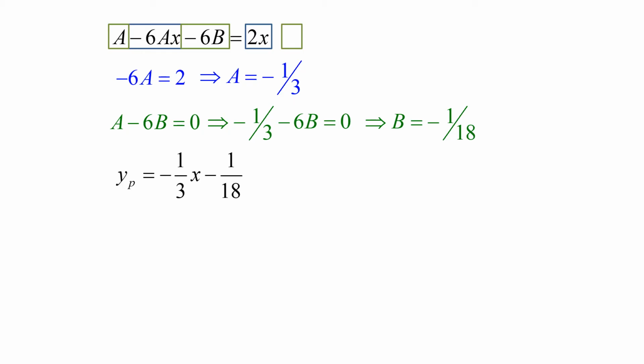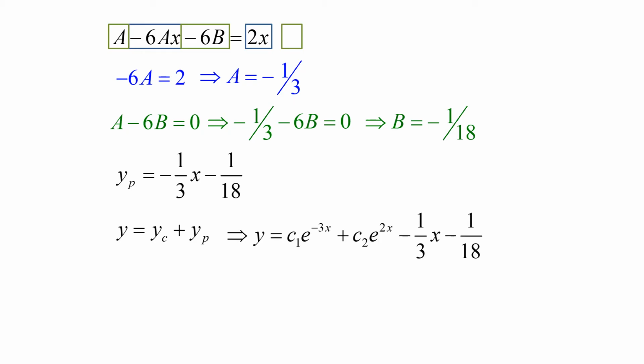The final step is to form our overall solution by putting our complementary function, yc, and our particular solution, yp, together. So y equals yc plus yp. For this problem, that's going to give us y equals c1 e to the negative 3x plus c2 e to the 2x minus 1/3 x minus 1/18.